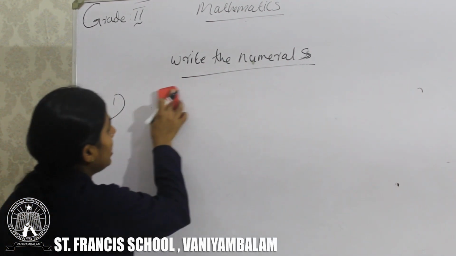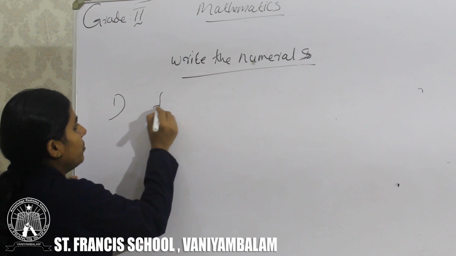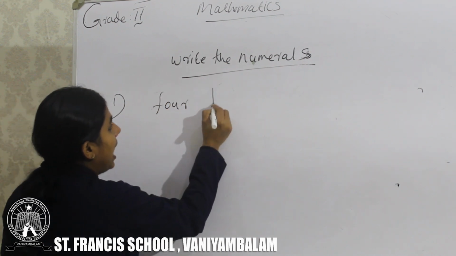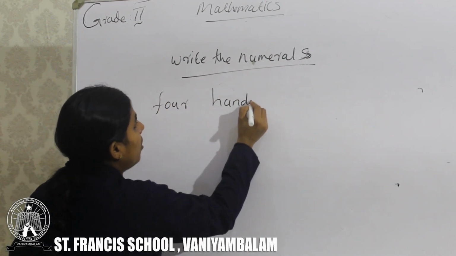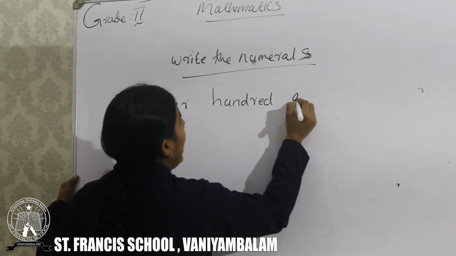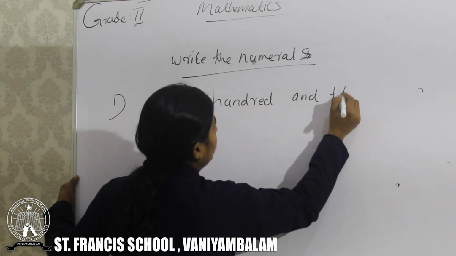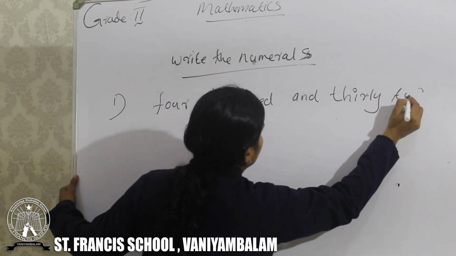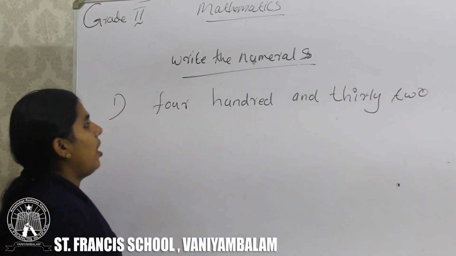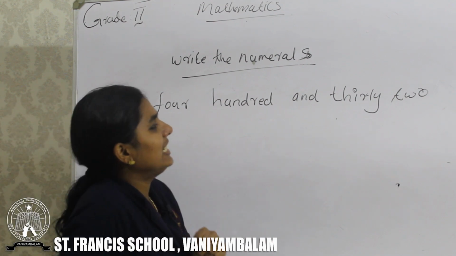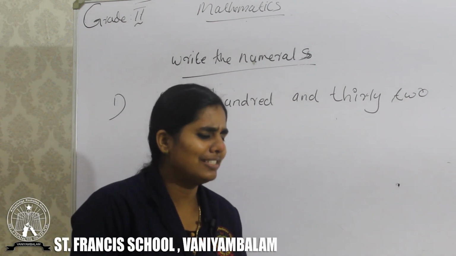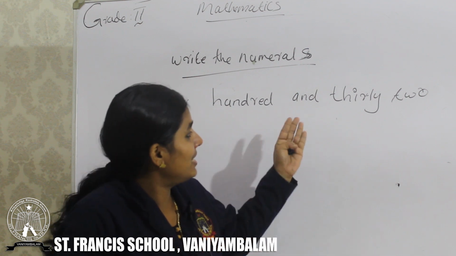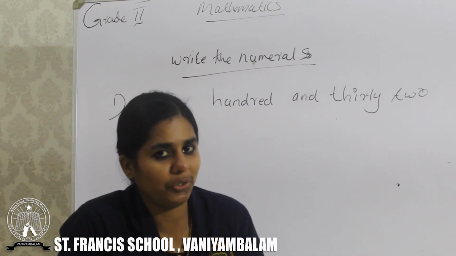Four hundred, F-O-U-R, 400, and thirty-two, T-H-I-R-T-Y, 32, T-W-O. 432. Now we can see how to change this number name into numerals.